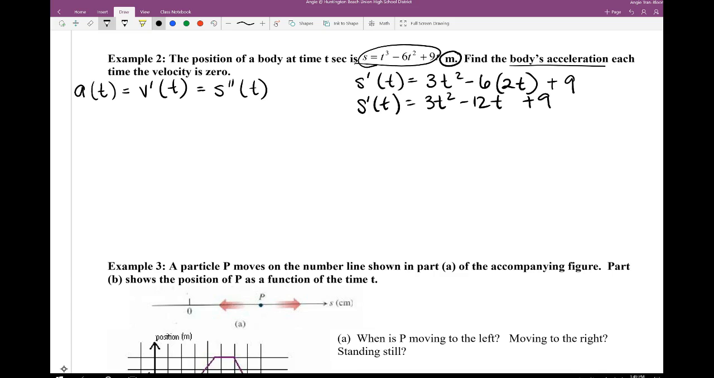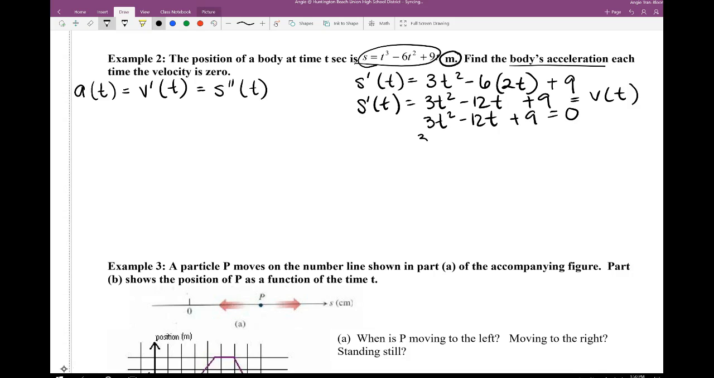But what is it that I want? I eventually have to do the second derivative, but let's talk about this question. Find the body's acceleration each time the velocity is 0. Well, this is already the velocity, right? Because it's the first derivative of the position. So I have to take that and set it equal to 0. So 3t squared minus 12t plus 9 equals 0.